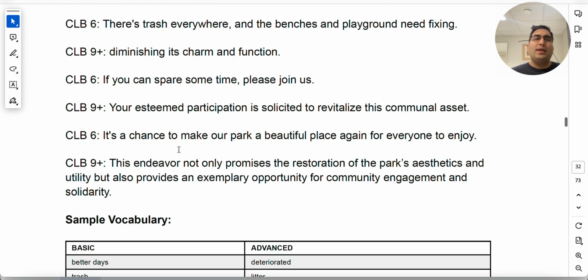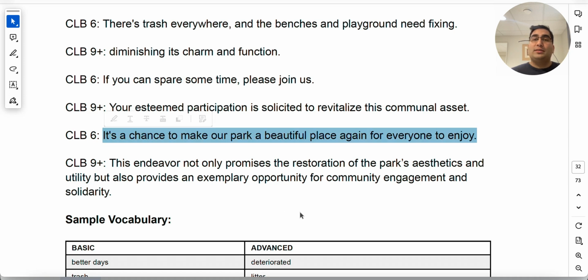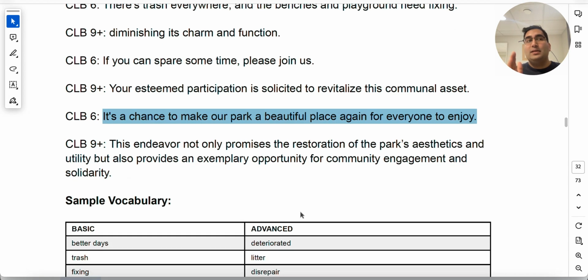Let's look at another one. It's a chance to make our park a beautiful place again for everyone to enjoy. You might say, you know, there's nothing wrong with the sentence. Grammar-wise, it's fine. But again, it is not complex. It is not advanced. That will not score you a CLB 9. And again, CLB 9 in PTE Core is a level of 88 points or higher. So you cannot just write basic sentences and expect a good score.